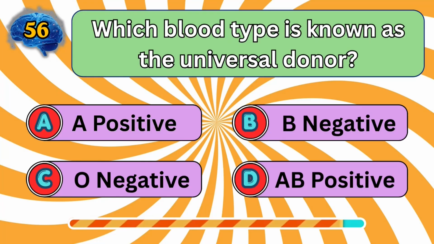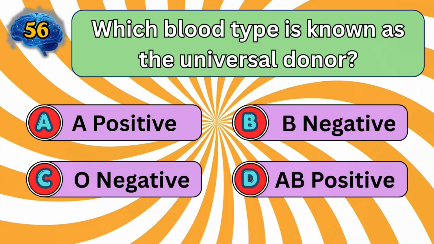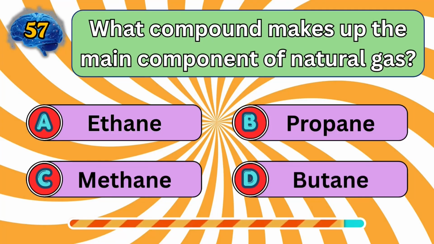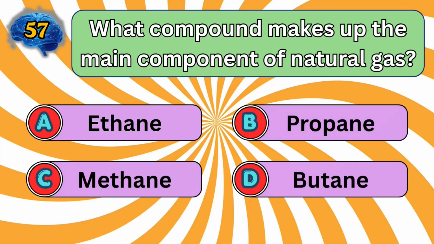Which blood type is known as the universal donor? A positive, O negative, AB negative, AB positive. O negative. What compound makes up the main component of natural gas? Ethane, propane, methane, helium. Methane.